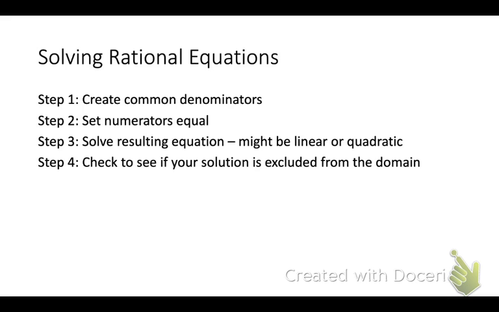Step 1, create common denominators. Rational equations are just equations that have fractions with x in the denominator. So we're going to make common denominators so that we can combine these fractions. Once we have common denominators, step 2 is going to be to set your numerators equal. So once all the denominators are the same, we can just set our numerators equal.